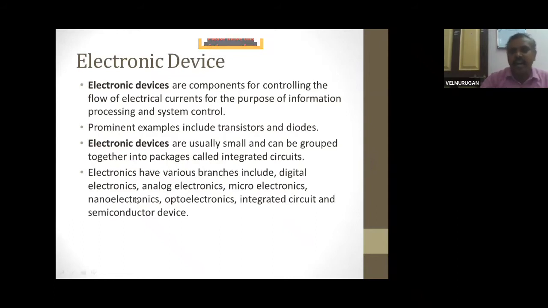Then nanoelectronics, on the scale of 10 to the power of minus 9, nanoatoms. In nanoscience we study how electronic devices are used, for example in mobiles, different types of nanotechnology in mobiles. Okay, then optoelectronics. In optoelectronics you use optical components, laser, LED. Laser light components are used to transmit. Nowadays optical communication uses fiber cable, and information is transferred over the fiber link. These are studied under optoelectronics.